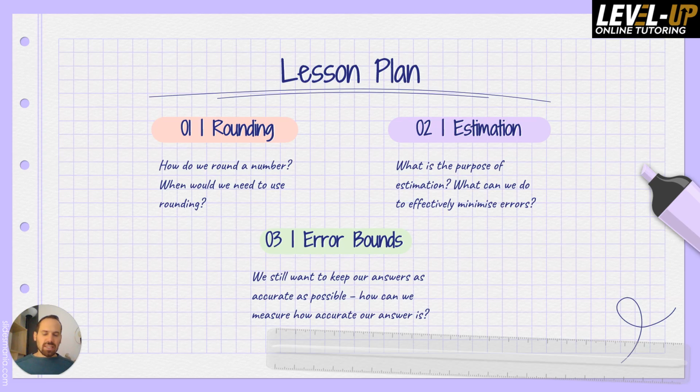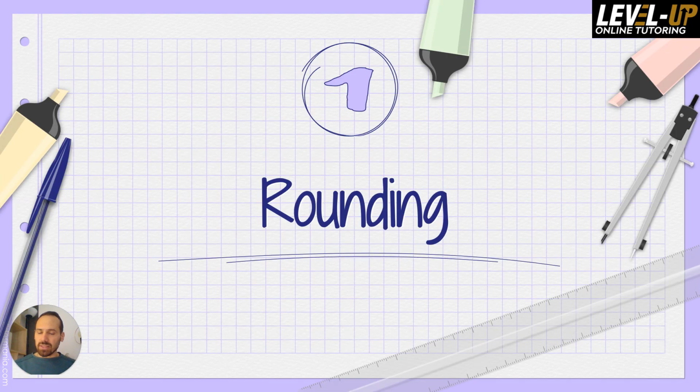So if we estimate something, we're not getting the exact value, we're slightly off from the real value, and that's what's known as an error bound. We're going to look into how we can approximate those and try and keep that to a minimum. We want those errors to be small in our approximations. So first of all, we're looking at rounding.